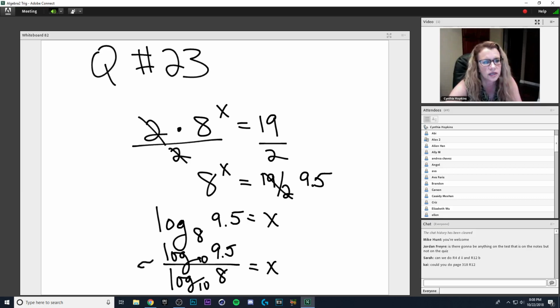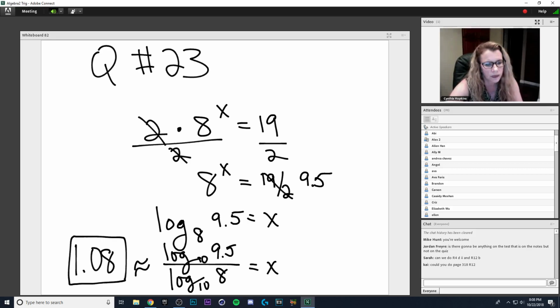All right, so this is an approximation, you guys, but they specifically told you to round to the nearest hundredth. So it's 1.08. My next number is 2, so that doesn't change the 8. So 1.08 is my approximation.